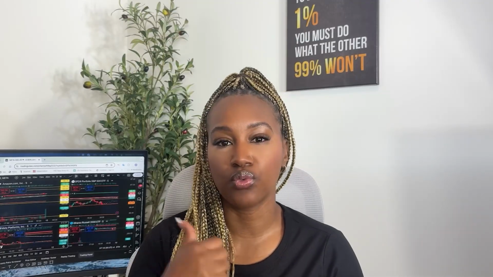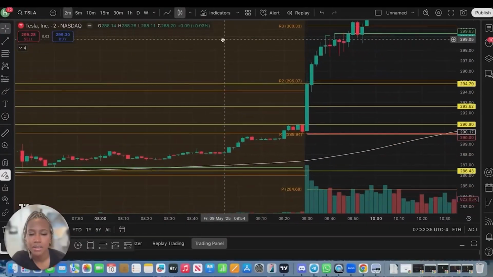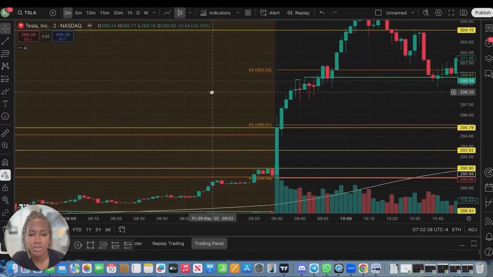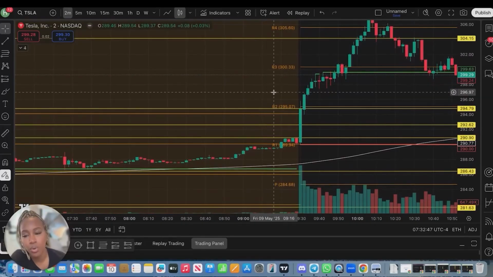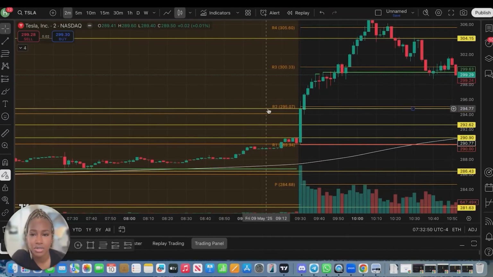So let's get right into the charts. So we are here on the Tesla chart. First and foremost, I have levels on my chart here. One of the ways that I get my levels is, I draw my level on an hourly chart, and that's what my yellow lines are.